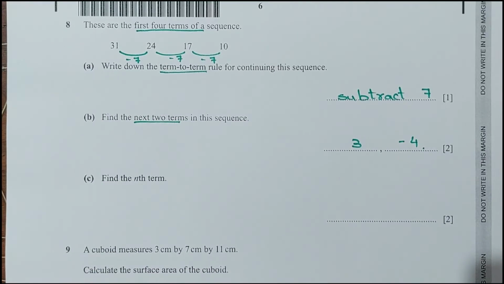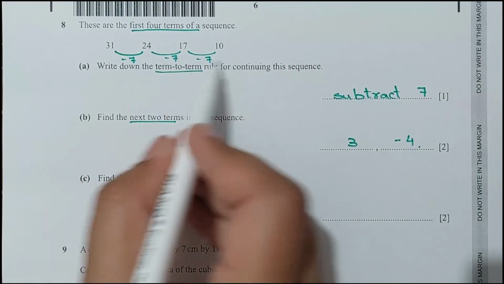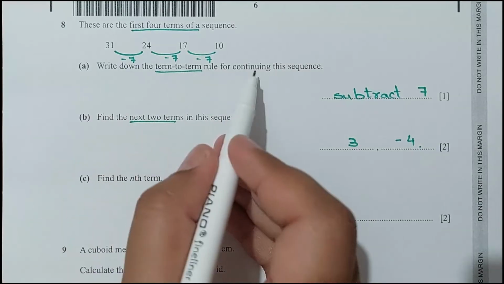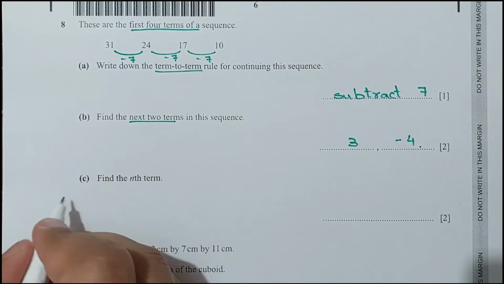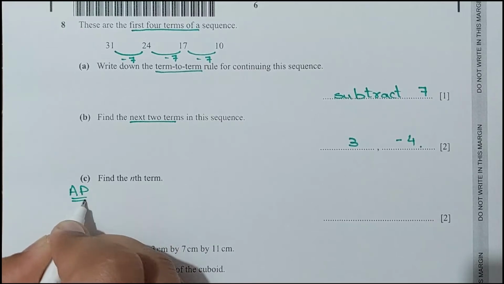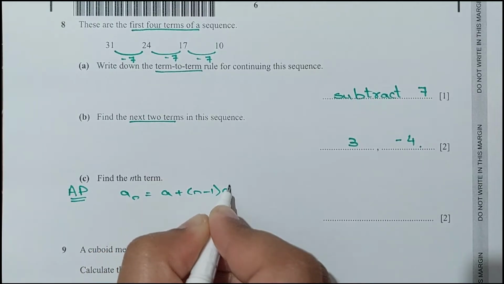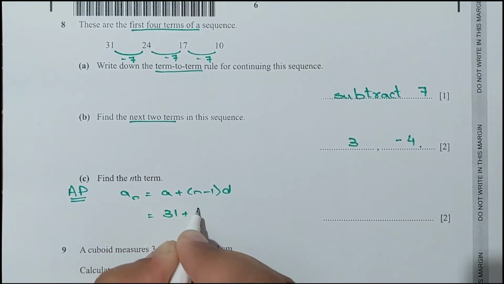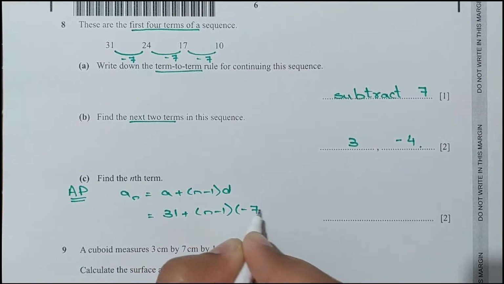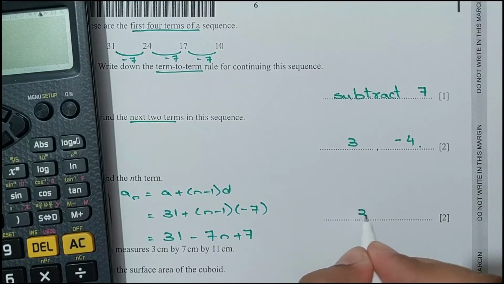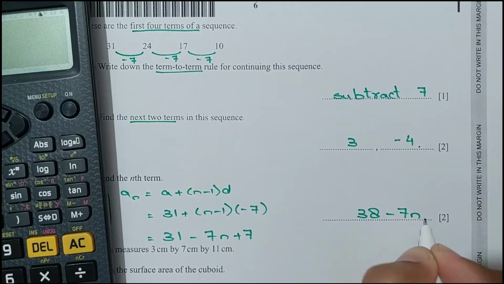Find the nth term. As you can see, this sequence has a common difference. They are increasing or decreasing by the same amount. So this is an arithmetic progression. Its nth term is a plus n minus 1 times d. A is the first term of the sequence, and d is the common difference, which is negative 7. So 31 minus 7n plus 7. 31 add 7 is 38. So 38 minus 7n would be the nth term for this sequence.